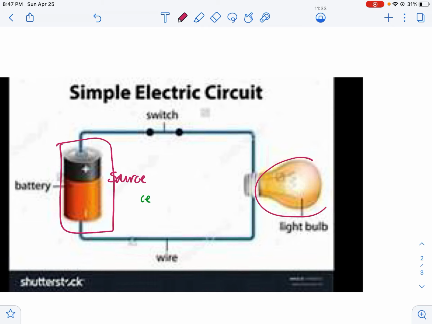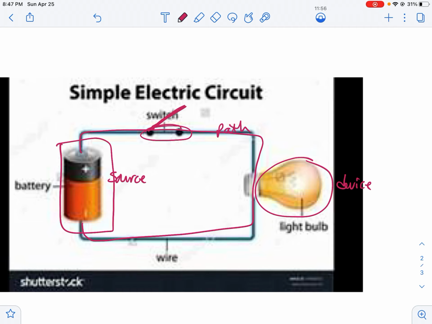We've got a light bulb here. That's our device. And then we have a path for the electrons to travel on, and that's the wire. This particular wire has a switch in it, and as long as that switch is closed, then the electrons can go through, and it is a complete circuit, right, because the path goes all the way around.